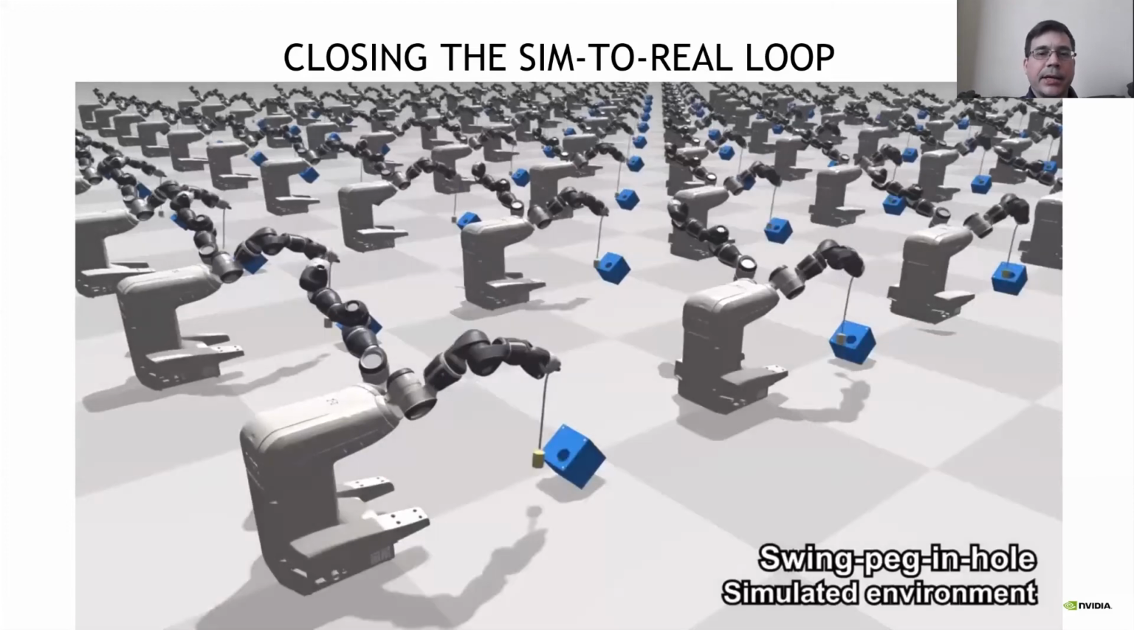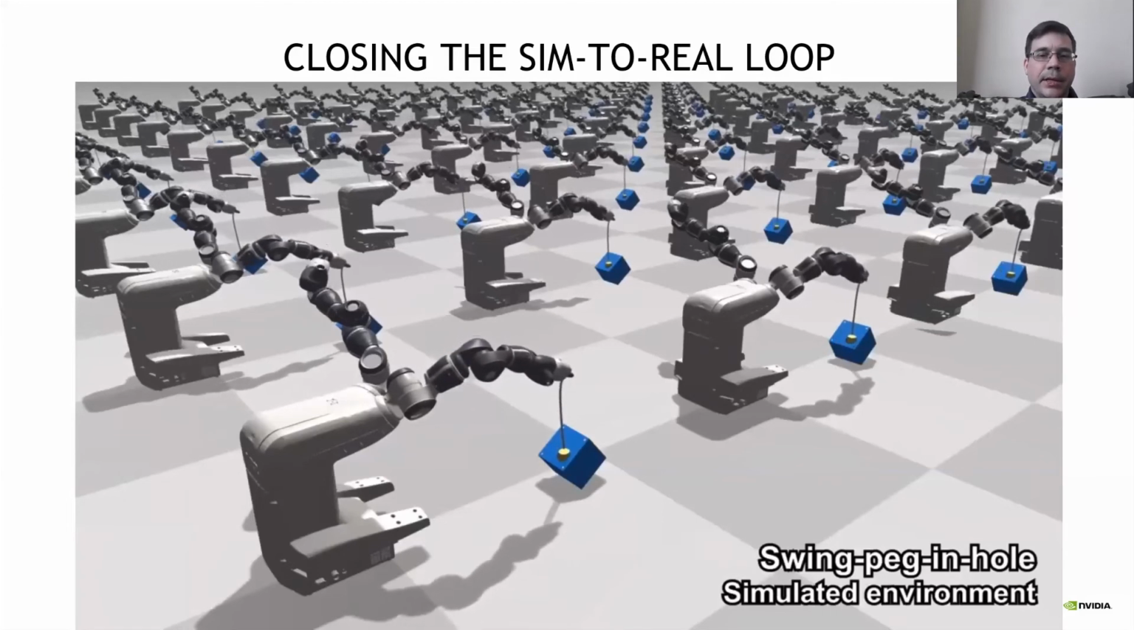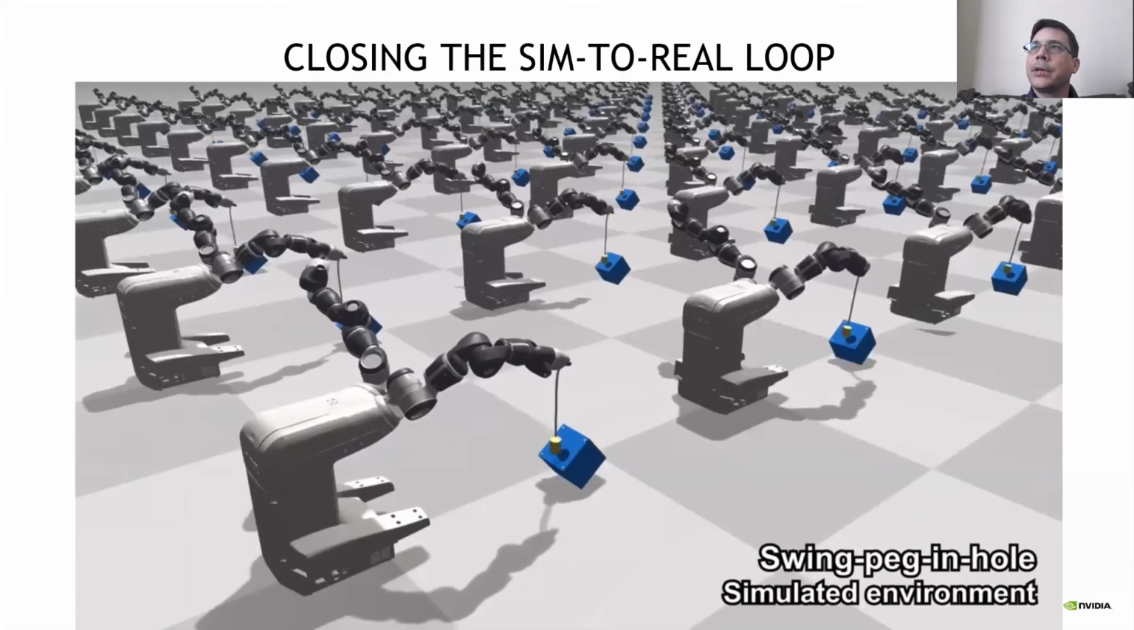And we use those tracks again to update the simulator. And we do this in an iterative fashion. And usually after about 3 or 4 times, it converges. So the goal here is to swing the peg into the hole.